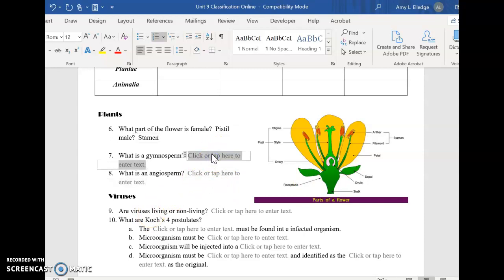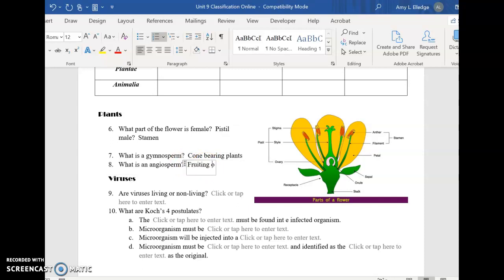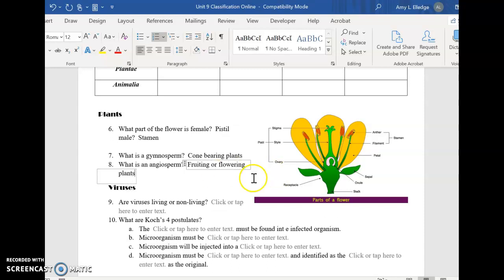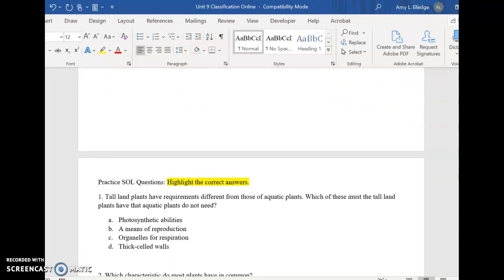Gymnosperms are kind of plants that have cones on them. So, cone-bearing plants. All right, they have cones. So, like pine cone trees. Angiosperms are fruiting or flowering plants. All right, anything with a fruit or a flower is an angiosperm. So how I remember this is I think Angie loves flowers, and there's cones in the gym, you know, like those little orange cones you run around. So Angie likes flowers, cones in the gym. All right, we did viruses, so you should be able to do the virus stuff right from your handout.